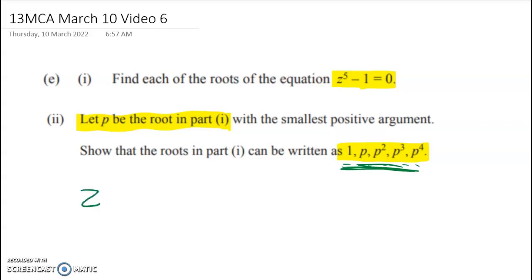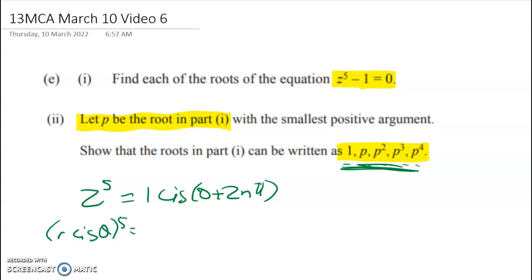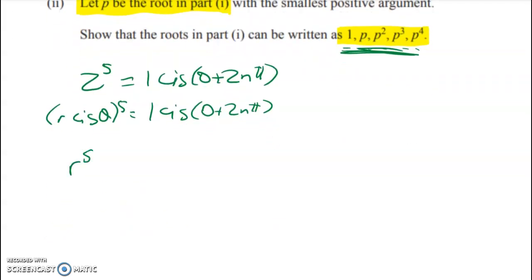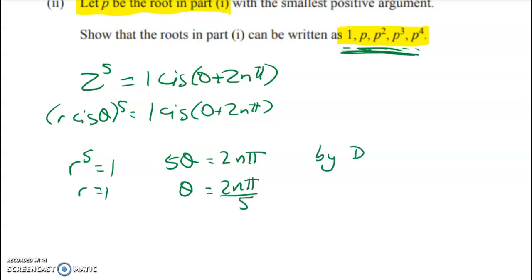So starting off very quickly, z to the power of 5 is equal to 1 cis (0 plus 2n pi), and we make z equal to r cis theta, to the 5. So now we equate: r to the power of 5 is 1, r is 1, 5 theta is equal to 2n pi, theta is equal to 2n pi on 5. And I'm just going to chuck in there that's by de Moivre's theorem.